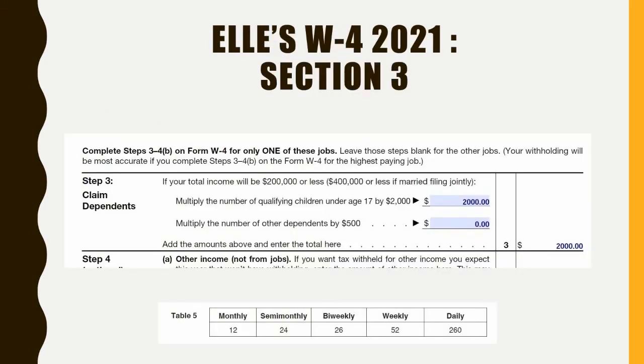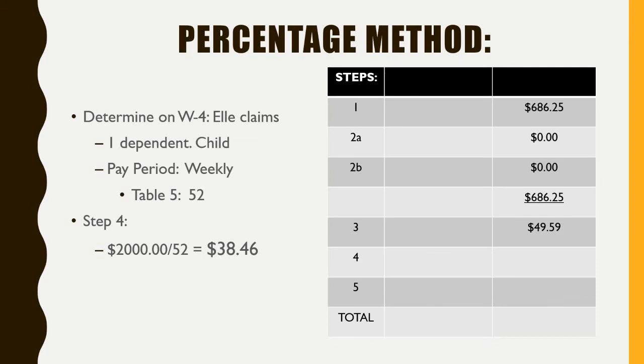Her W-4 form says she claimed one child, which was $2,000. So that means $2,000 is on her W-4 form. Now, we need to divide that by the number of payroll periods because that is the total amount for the whole year. That's what the government says, $2,000 per child per year. So in this case, I need to divide the $2,000 by the number of paychecks. Since she's on a weekly paycheck, right?